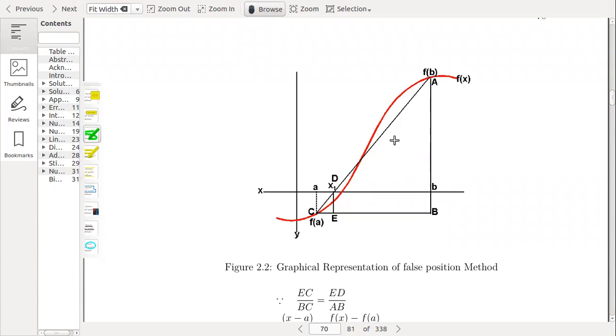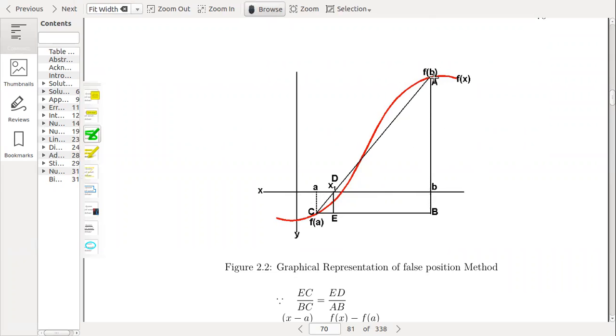So just suppose we have the curve y equal to f of x, the red colored curve, which is drawn by plotting the function y equal to f of x, and just mark two points on the curve. One point is f of b, the other is f of a. So f of a is the point corresponding to the point a on the x-axis, and f of b is the point corresponding to the point b on the x-axis.